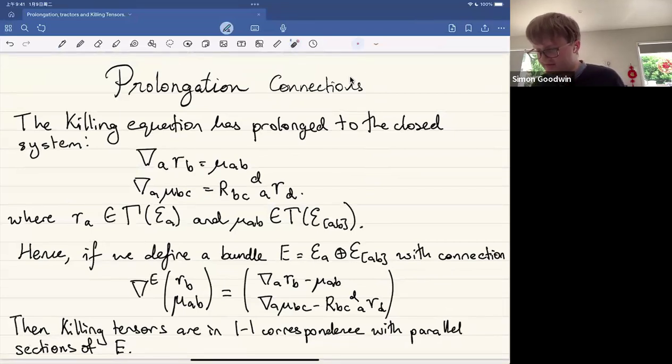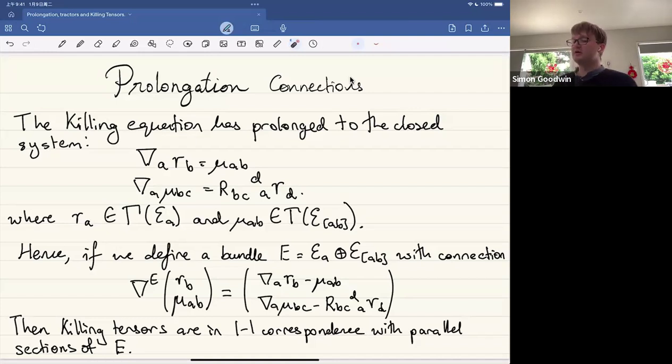So what we do is we simply take our bundle to be the one forms direct sum 2 forms essentially here. And so the 1 forms represent our R, and then we've got our mu, which is essentially the derivative of R. But what we can do is define a connection on this bundle like this, and it becomes clear that the Killing tensors, well, the Killing vectors in this case, are in one-to-one correspondence with parallel sections of this bundle. And essentially the top slot of this bundle will be your Killing tensor.